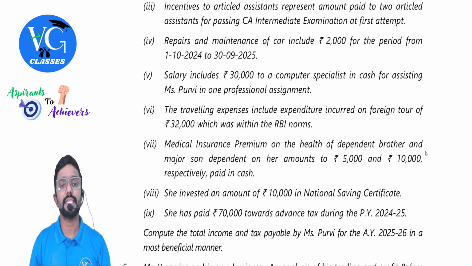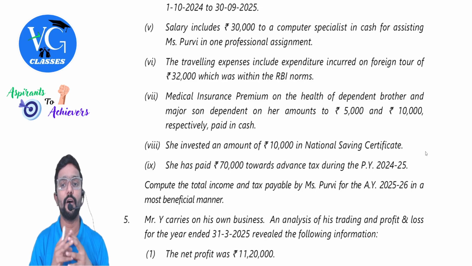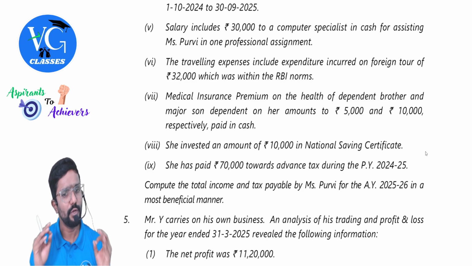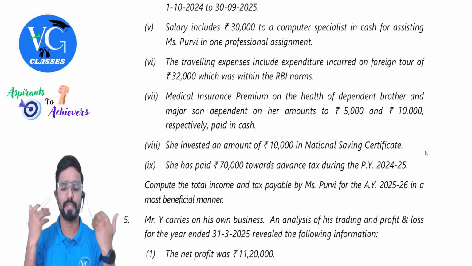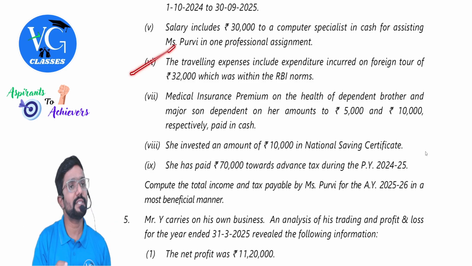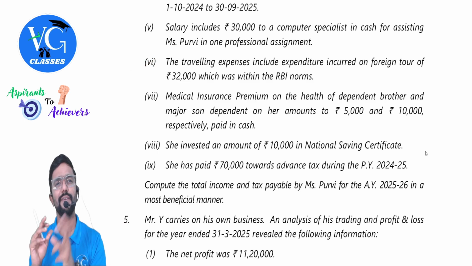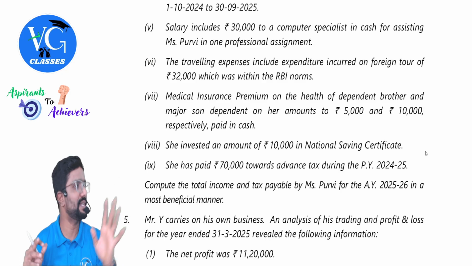The traveling expenses include expenditure incurred on foreign tour of 32,000, which was within the RBI norms. Assuming it is for the professional purpose, allowed guys. If they had given somewhere that it was for personal purpose, we would have disallowed.